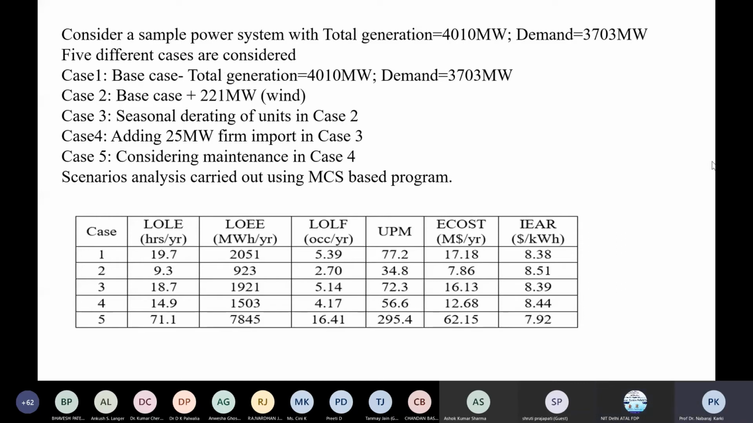And corresponding to the LOLE value, you can see the loss of energy expectation. Where LOLE is high, loss of energy expectation is also high. Where LOLE is low, loss of energy expectation is also low. You can see here LOLE is 9.3 hours per year, LOEE is 923 megawatt hour per year.